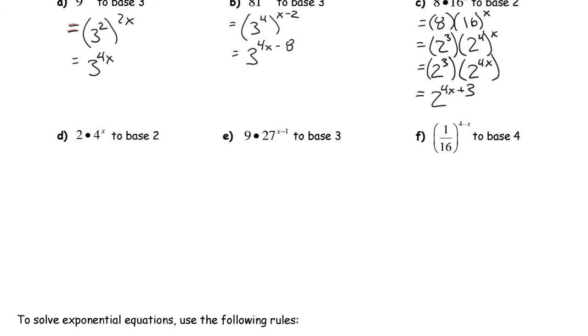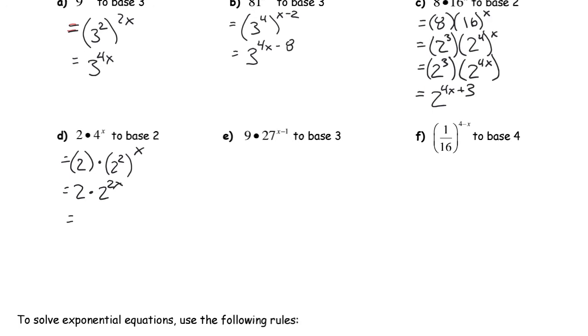Okay. Let's look at the next one here. I'm going to change this to a base of 2. Now, notice that I've already got a 2, and then I'm going to replace that 4 to the power of x. What I'm going to do here is replace that 4 with a 2 squared. And so now this becomes 2 multiplied by, and I've got a power of a power, so I'll make that 2 to the 2x.